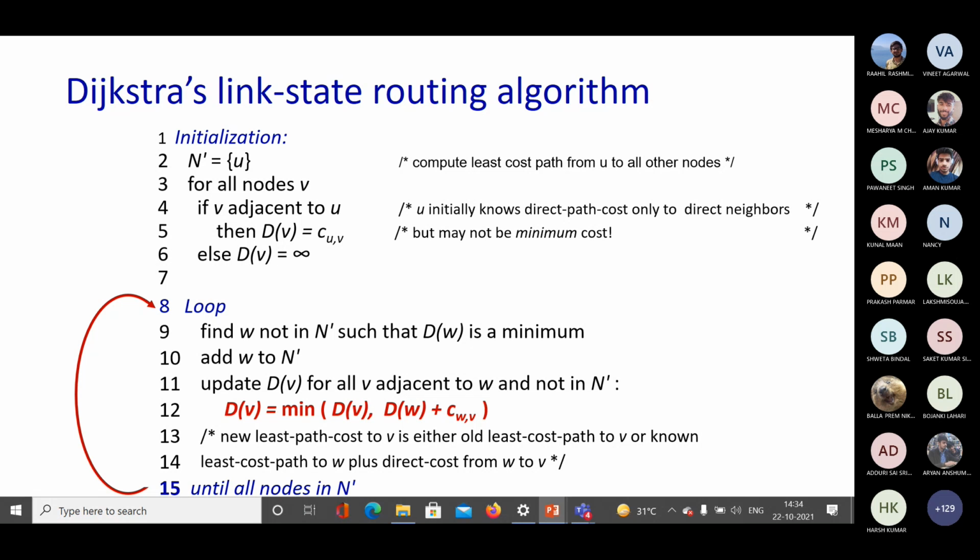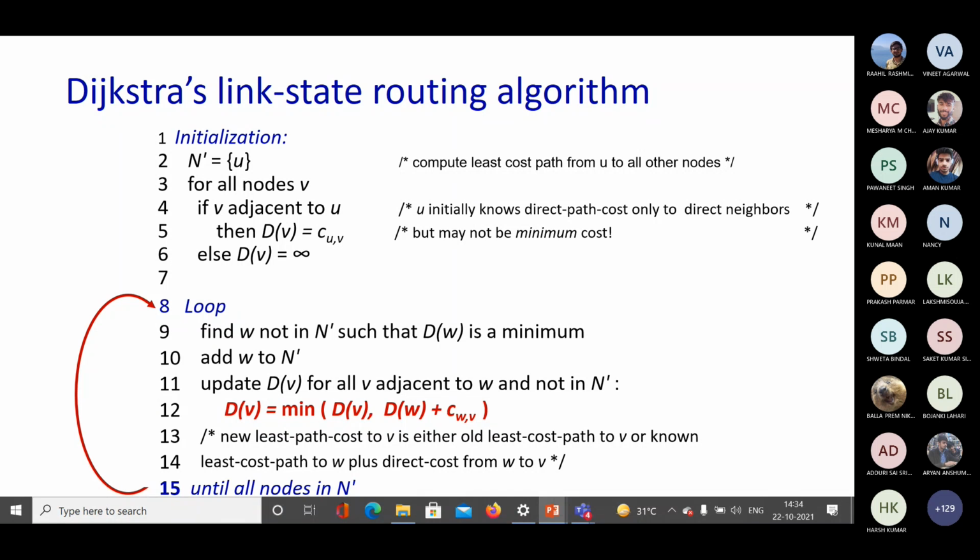If you can visit that node via some other node, then what is the cost? That will be given by D(W) plus C(W,V). Now, whatever is the minimum out of the two, that will be considered as the cost for D(V), that is to visit from U to V, that should be the cost.